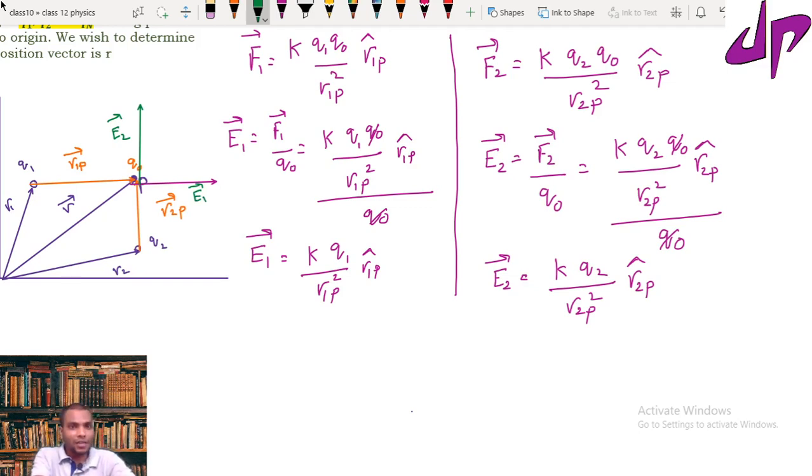And where is the resultant electric field direction? For the resultant electric field direction, you just apply the parallelogram law, and it is along in this direction. So the resultant electric field equal to E1 bar plus E2 bar. That is the magnitude of the resultant electric field at the point P, and this is the resultant direction.